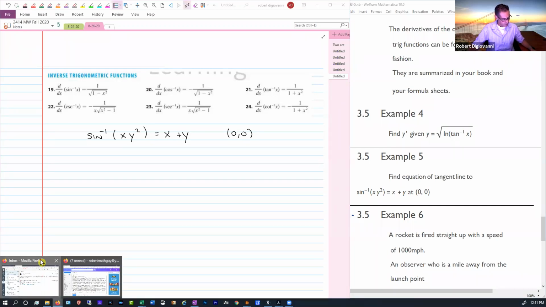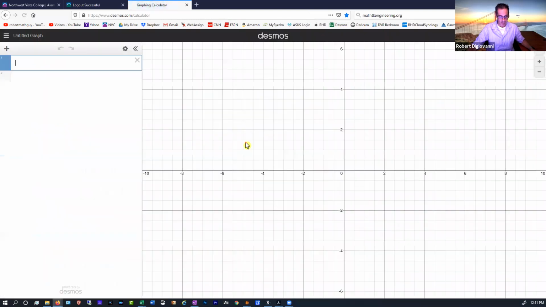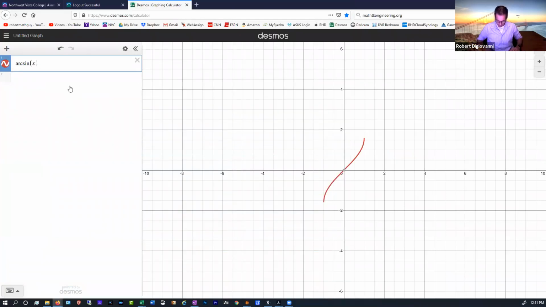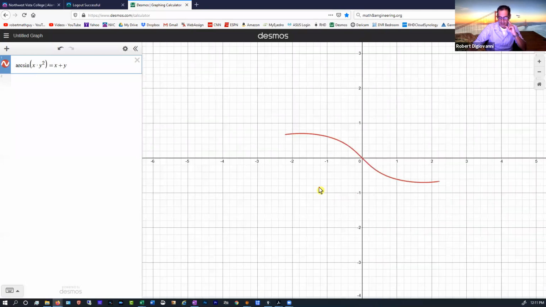I'm going to take a moment right now to bring up Desmos, our good old graphing utility that's available to all of us, and I'm going to type in that equation. It was arc sine of x times y squared equals x plus y. Did I get that right? Yeah. So there it is. That's the curve. That's what that thing looks like.